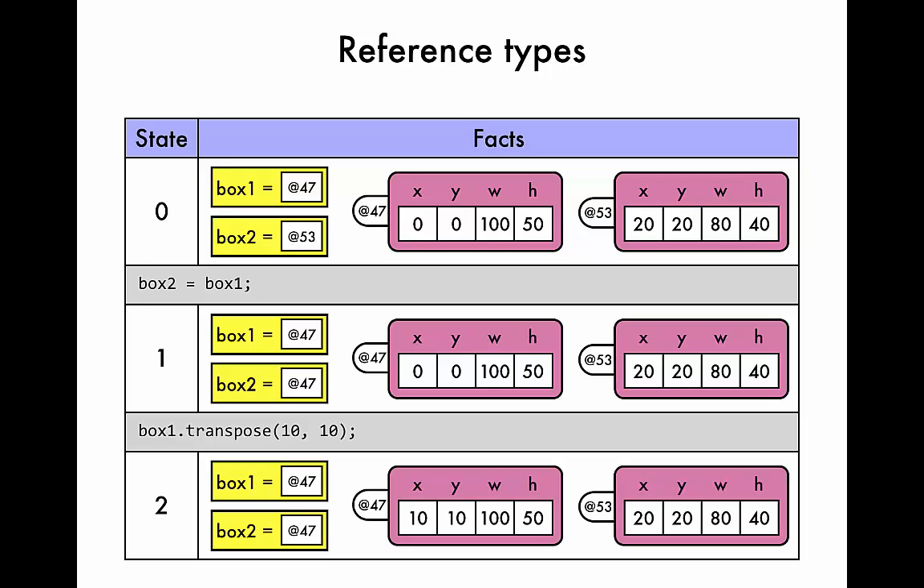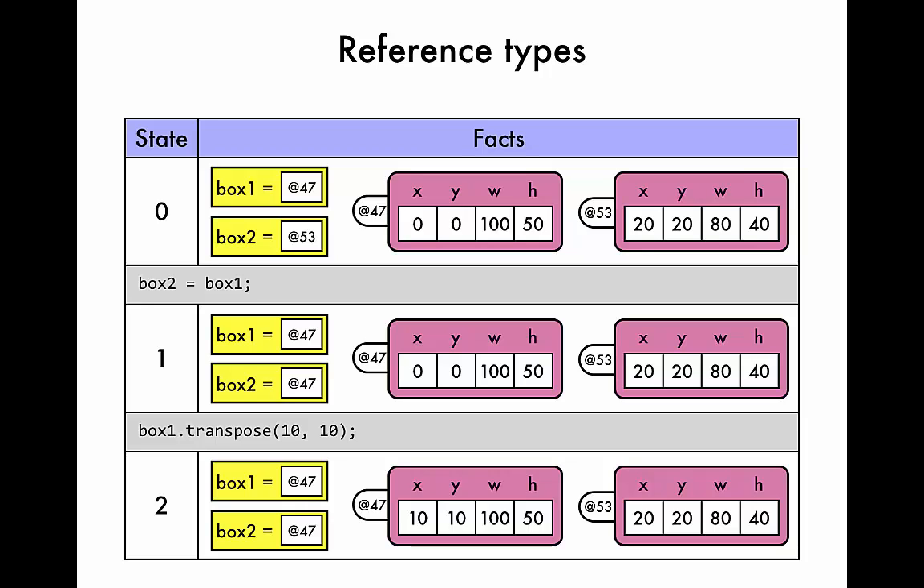Box 1 is the calling object, and its reference is at 47. So the rectangle at 47 is the one that is modified. It's transposed 10 units to the right along the x-axis and 10 units down along the y-axis. So it ends up with coordinates 10, 10.